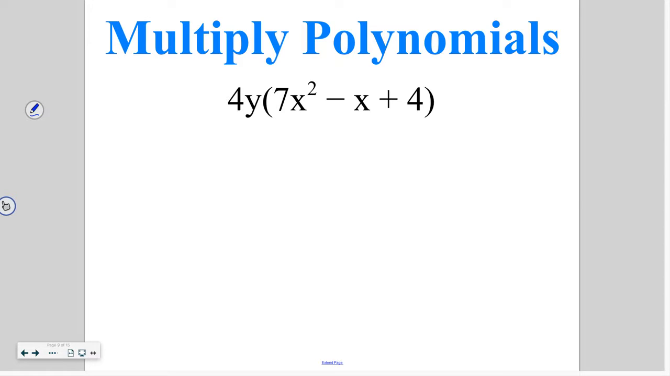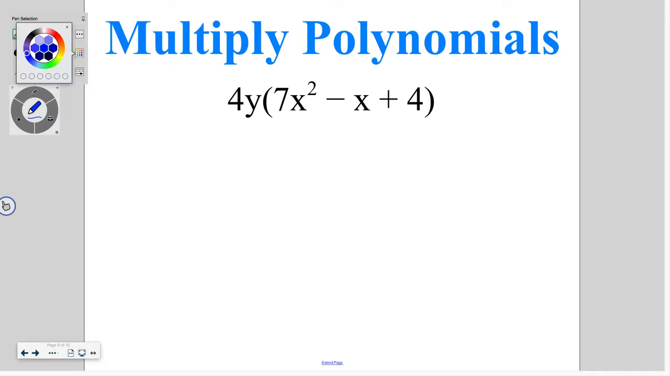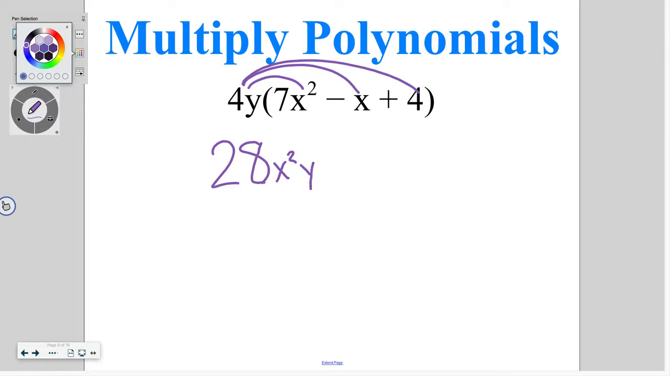Sometimes you will get variables that do not match. You still are able to do this distribution. You just cannot combine your variables anymore. So we still are going to pay attention to our numbers and do 4 times 7, which is going to give me 28. X squared times y. Those can't go together, so we're just going to list those variables in alphabetical order. So x squared followed by y. We've now just added on the y for multiplication. Now we've got 4y times negative x, so I've got negative 4, again, listing them alphabetically, x and then y.